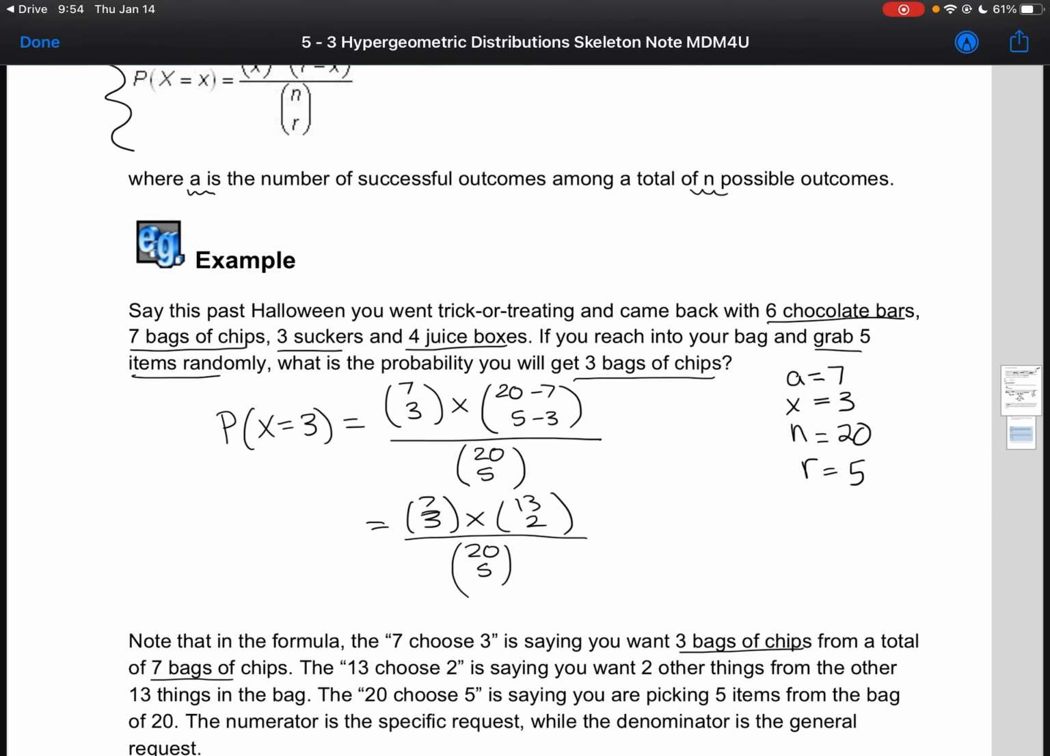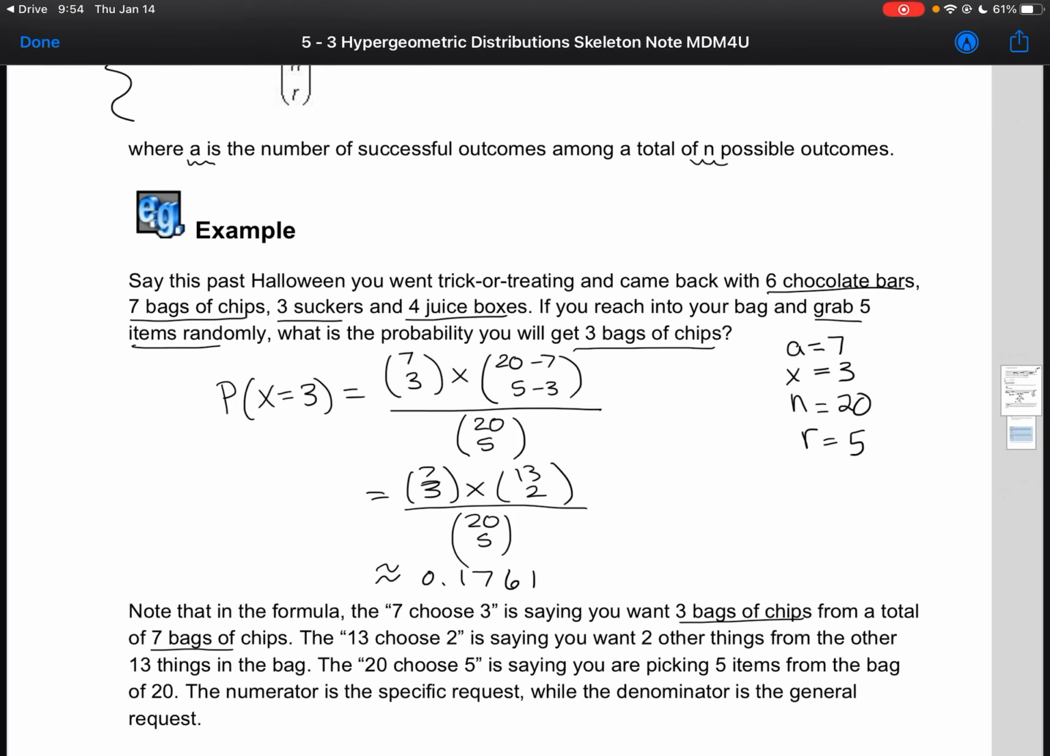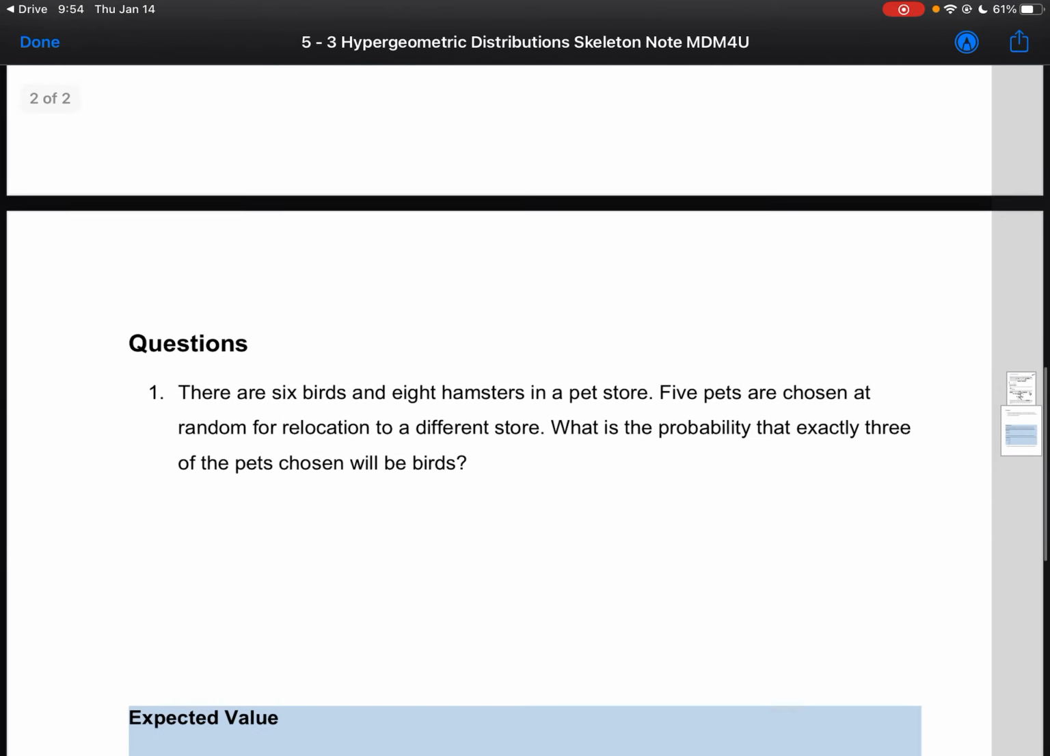Calculating that all out, I end up with approximately 0.1761, or about 18%. The numerator is the specific request, while the denominator is the general request. We have done this before, kind of unofficially, in our combinations unit, probability with combinations. Now we're just putting a name on it and working on it in our distributions unit. Let's do one more example here.